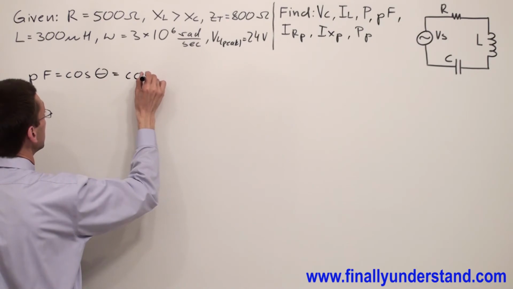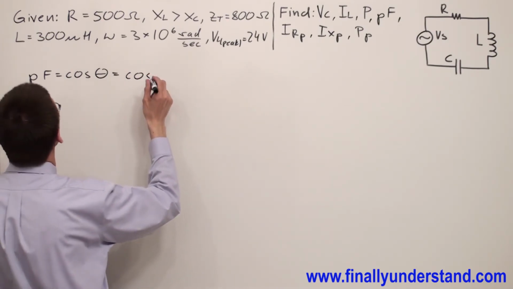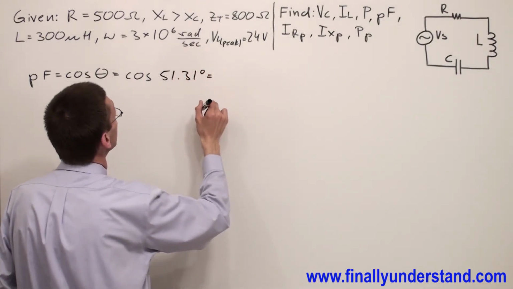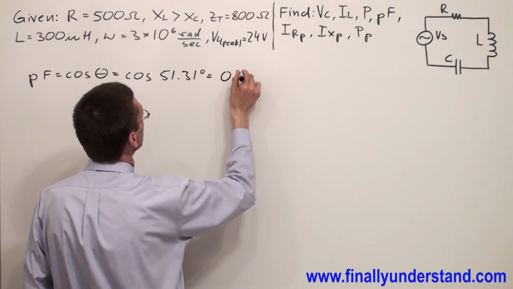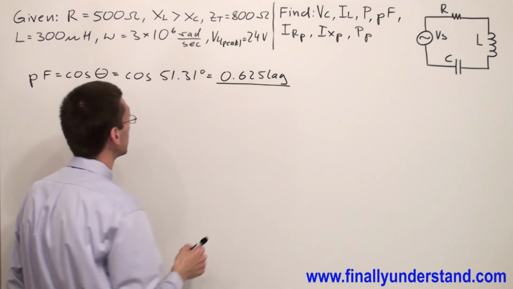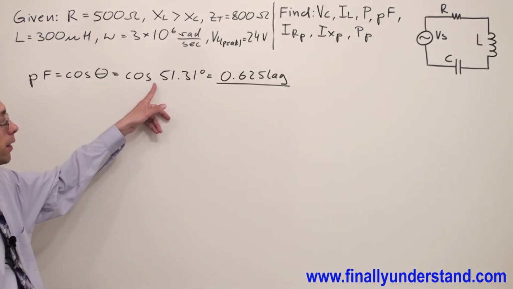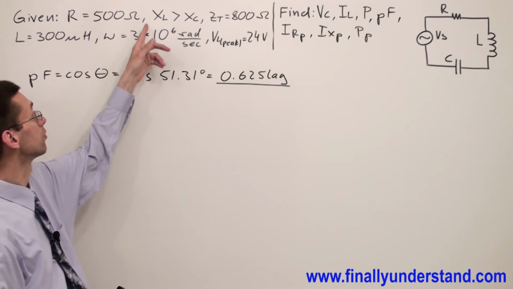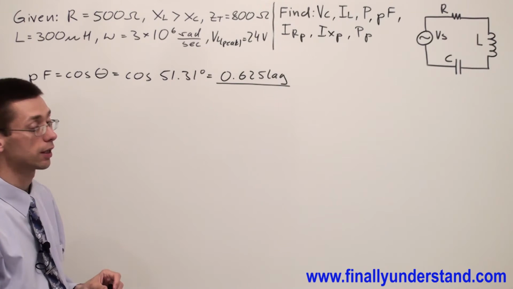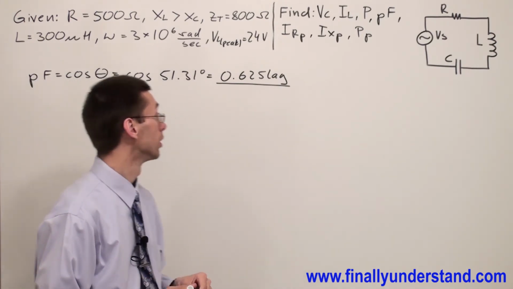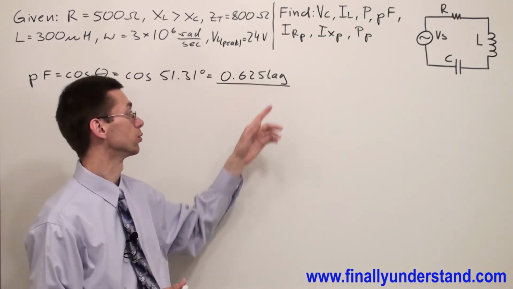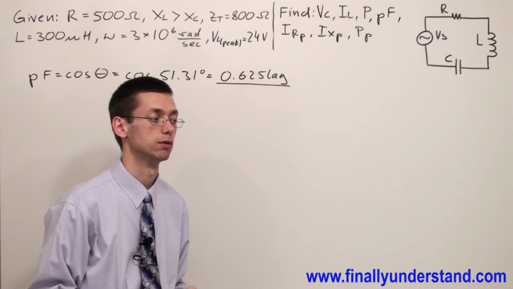So I have cosine of angle 51.31 degrees is equal 0.625 lag. I have lag because my angle is positive, right? And because X_L is greater than X_C, that's why total current is going to lag the voltage source by angle 51.31 degrees, and because it's lagging, I'm supposed to write word lag next to the value of power factor.